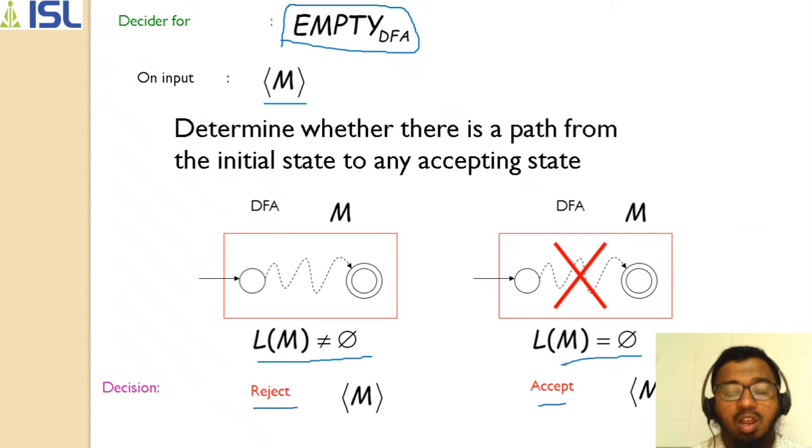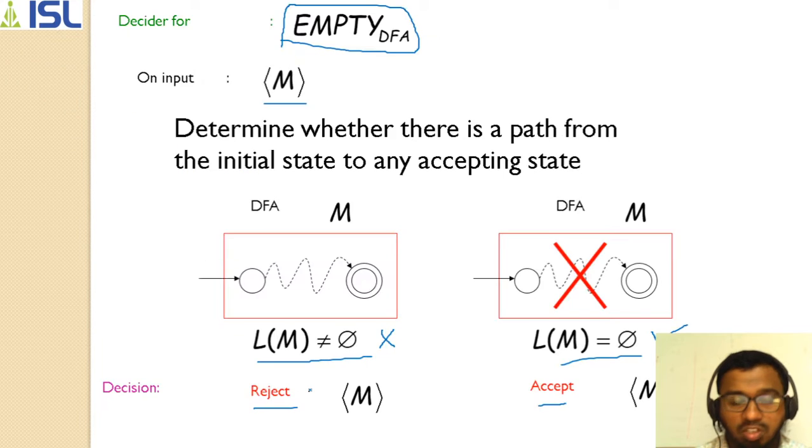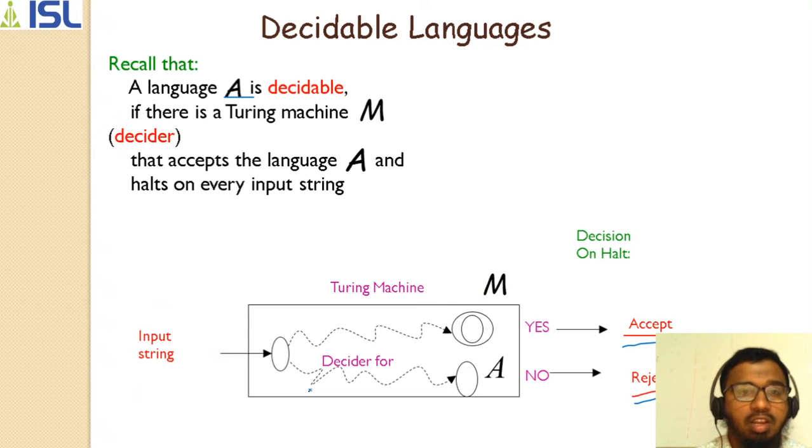So here L of M is equal to phi. If we don't have anything, the empty, then it will become an accept string, and this is not accept, this is reject. Okay, so this is about the decidable.